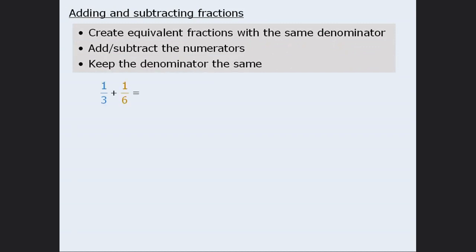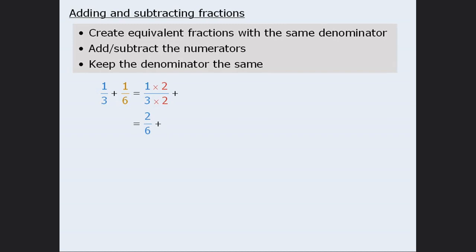So, for example, to add 1/3 and 1/6, we need to first rewrite the fractions so that they have a common denominator. To do this, we should determine the smallest number that 3 and 6 will divide into. In this case, the smallest number is 6. So we will rewrite the fractions so that they both have a denominator of 6. So let's take 1/3 here and multiply top and bottom by 2 to get the equivalent fraction 2/6.